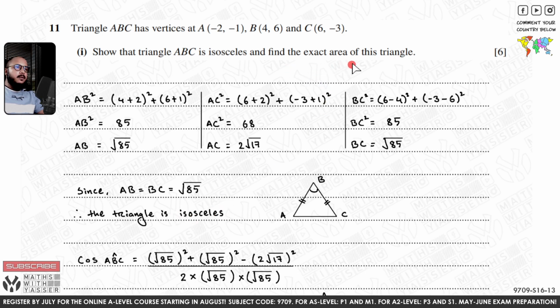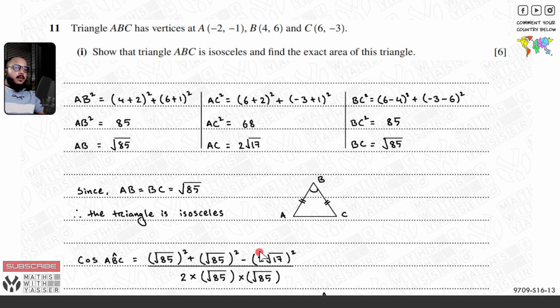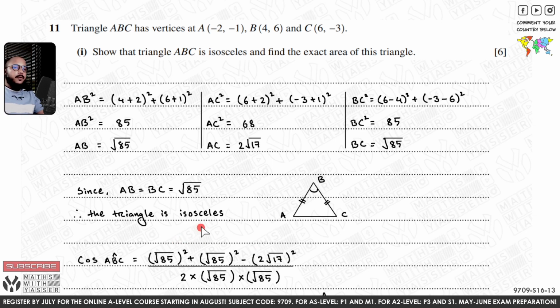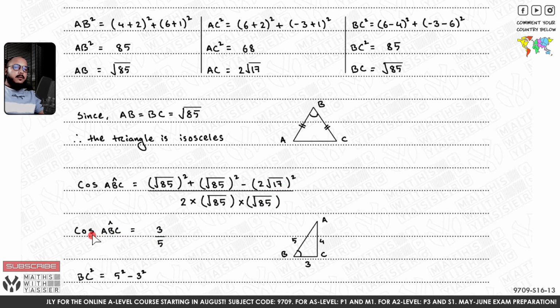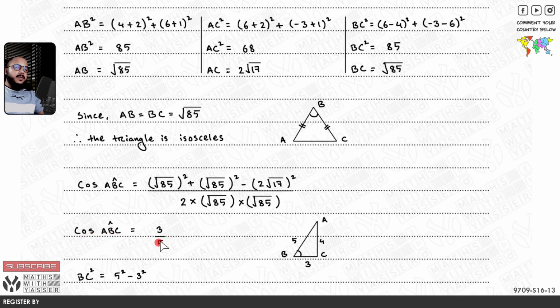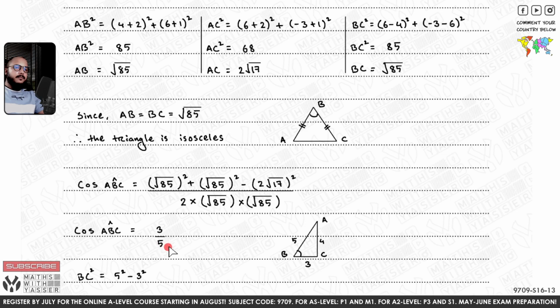Now we need to find the exact area. For that, one of the ways could be to find the angle ABC. With the help of the cosine formula, I can say that square root of 85 squared, which is AB squared, plus BC squared minus AC squared, over 2 times AB times BC. That gives us cos ABC is equal to 3 over 5.